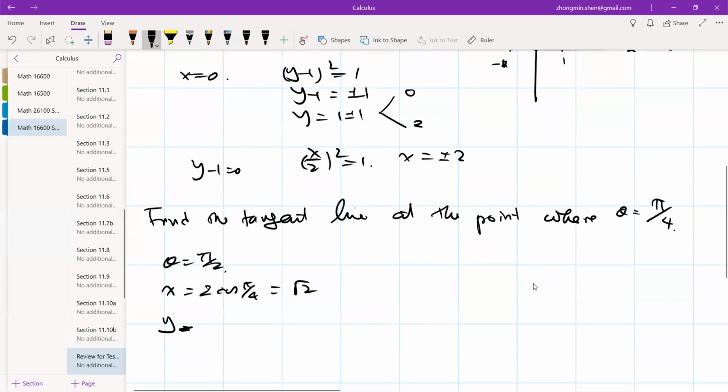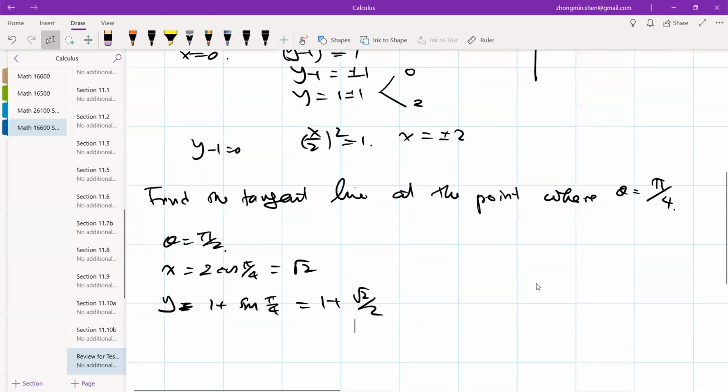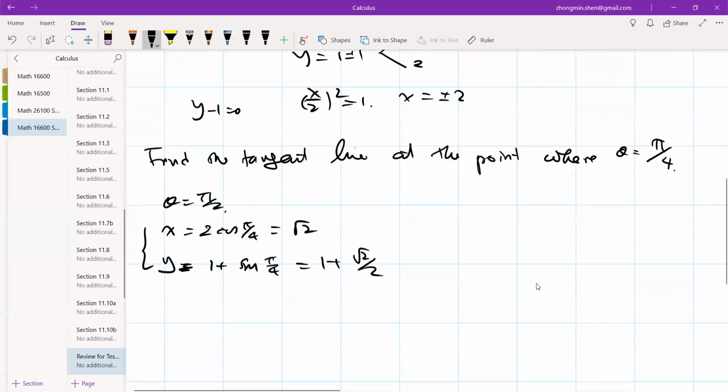Y equals 1 plus sine pi over 4, which is 1 plus square root 2 over 2. So you get these 2 points. Right? Now question, how do you find the slope? The slope is supposed to be the derivative of y with respect to x when x equals square root 2.